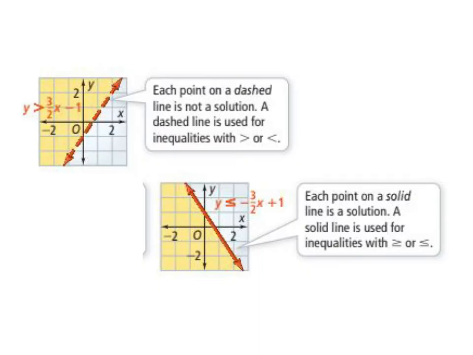So a couple of reminders. The points on a dashed line is not a solution. So it has to be in the shaded region when you have a dashed line. If you have a solid line, points on a solid line would be a solution. So for example, if I were to put a point right here, which is 0, 1, that would be a solution. While here, 0, -1 would not be a solution because it is on the dashed line. So that's the difference between a solid and dashed line.